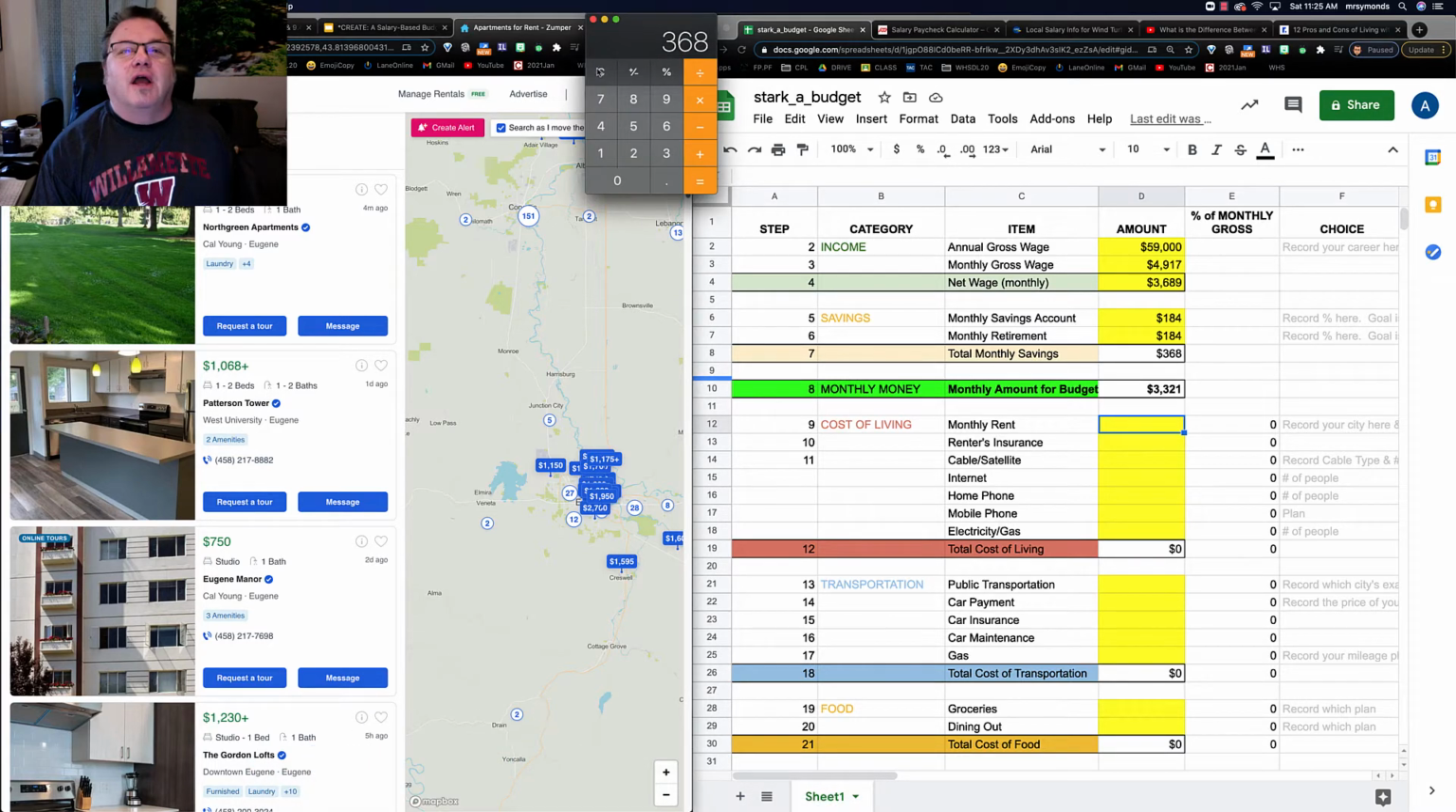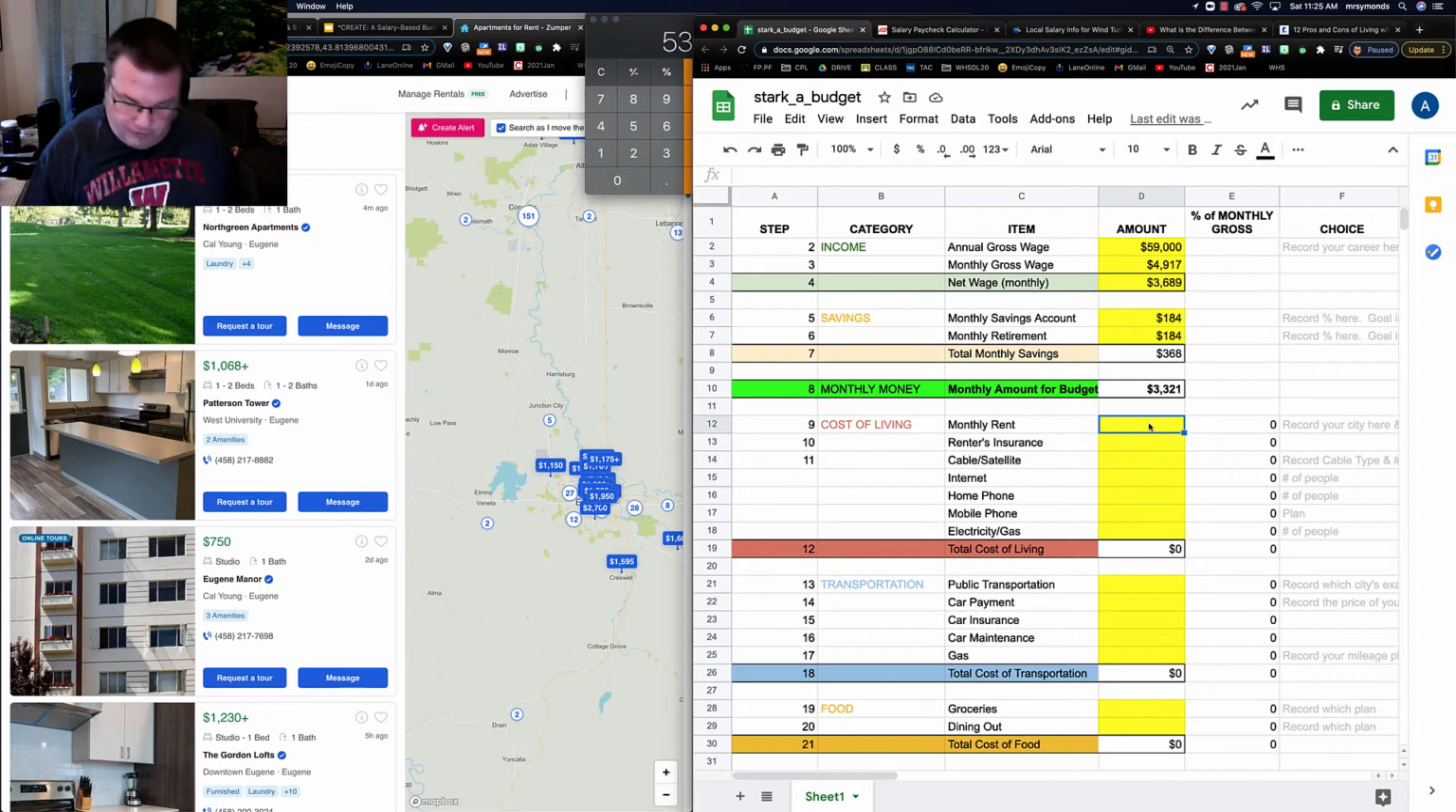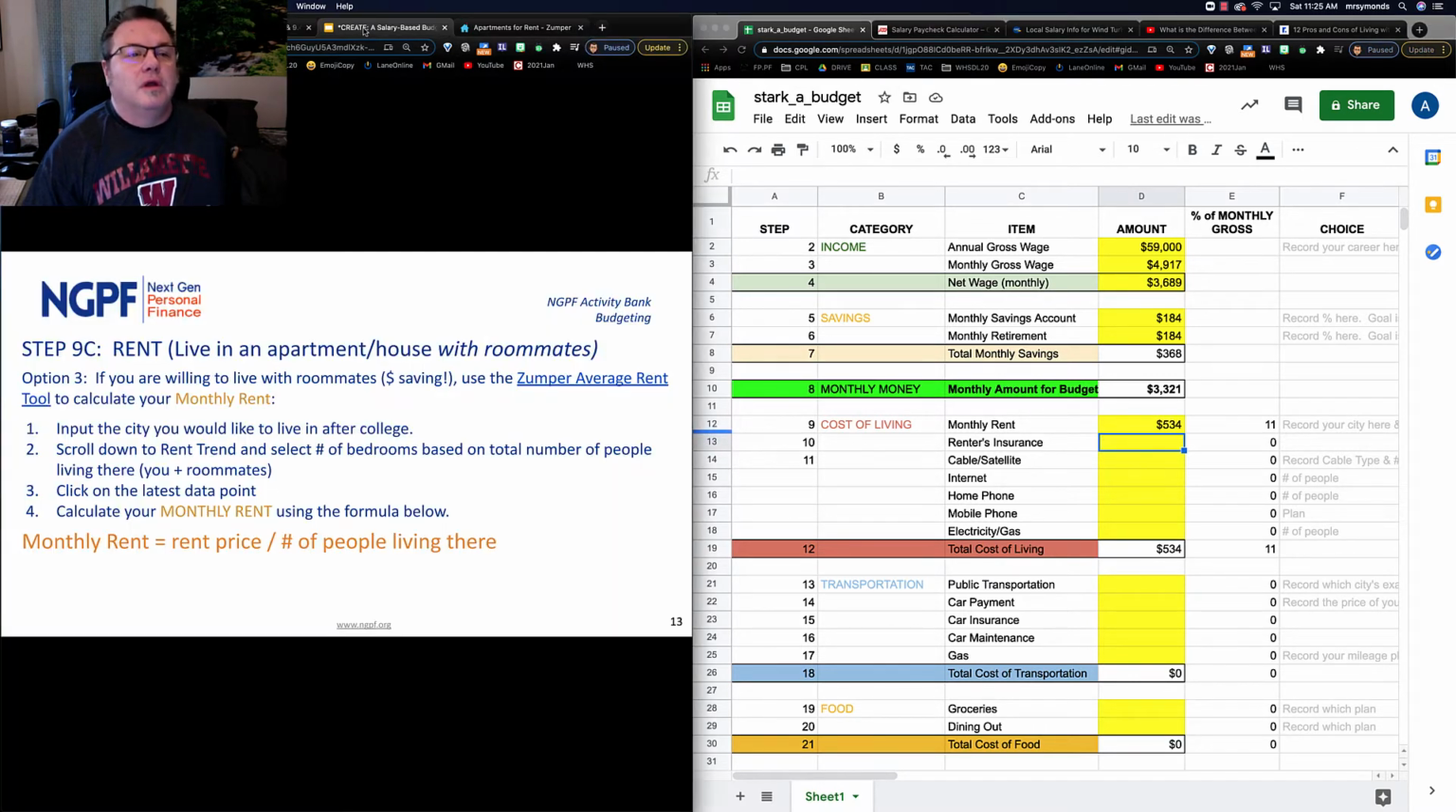You're going to want to divide everything you can by 2. Some of the things you can, some of the things you can't. 1,068 divided by 2 equals $534. Okay, so $534 is our monthly rent with a roommate, right? And so we want rent price divided by the number of people living there. Okay. And you can play around with this and stuff.